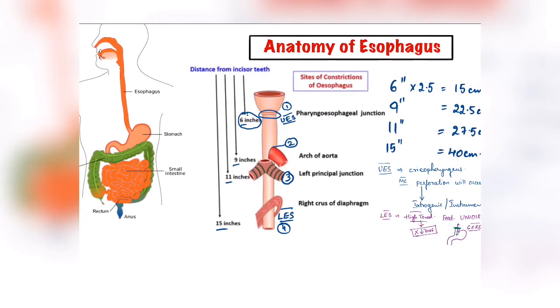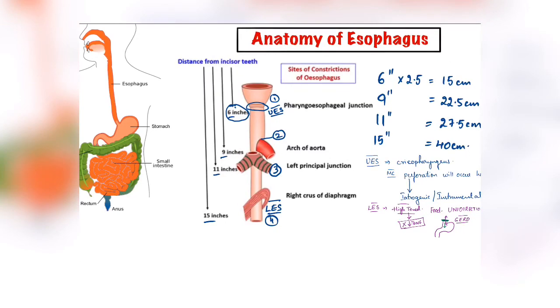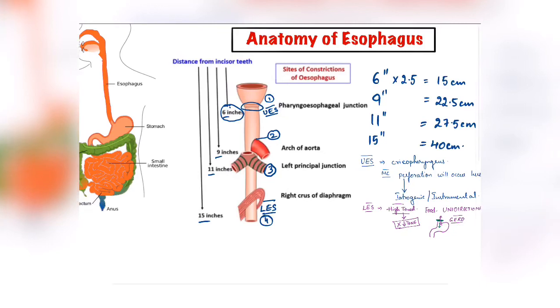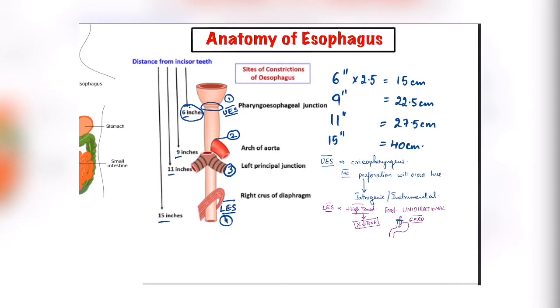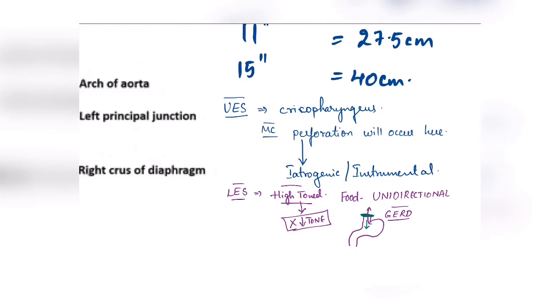We have to remember the length of the esophagus. It is mainly 10 centimeters in children and 25 centimeters in adults. And the next one, the distance from the incisor teeth: each of the constrictions has its own distance, 6, 9, 11 and 15 inches. And you have to remember the importance of the upper esophageal sphincter and the lower esophageal sphincter.